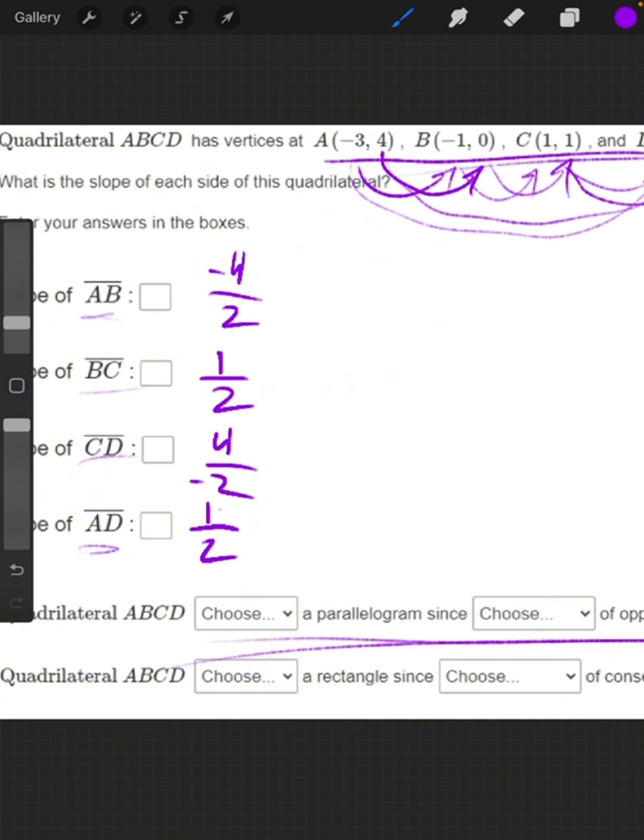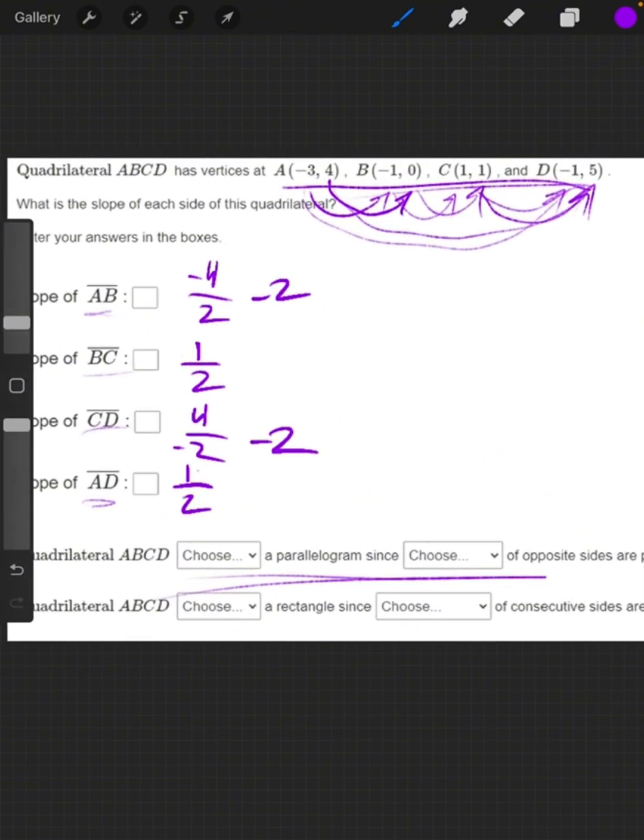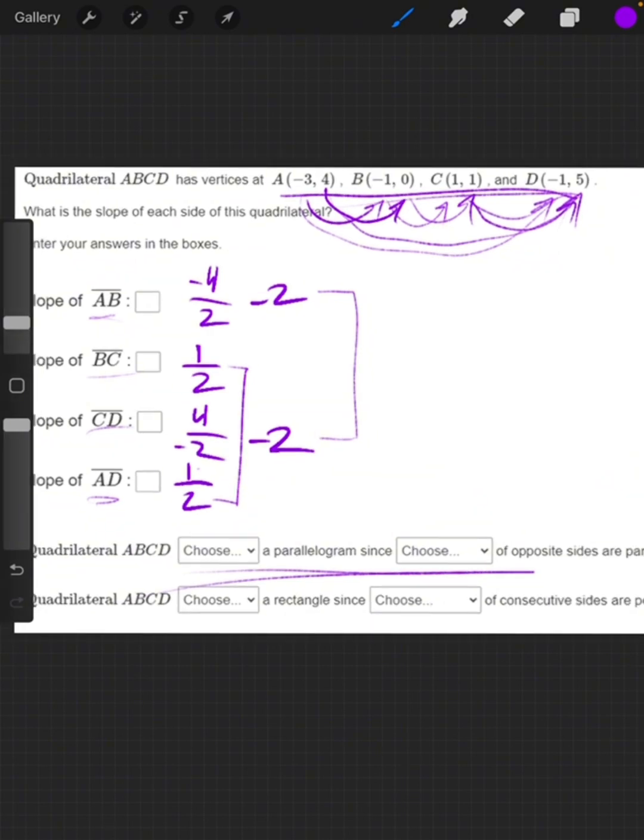So it looks like these two have basically the same slope. Hold on, wait, I can divide these. So -4 divided by 2 equals -2. And then 4 divided by -2 equals -2. So it looks like these two have the same slope and these two have the same slope, which would make them parallel, I'm pretty sure, and a rectangle. So this is a rectangle.